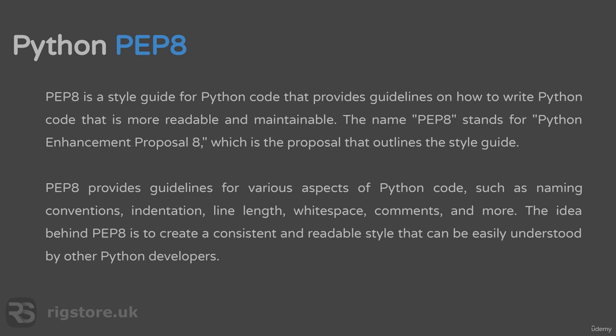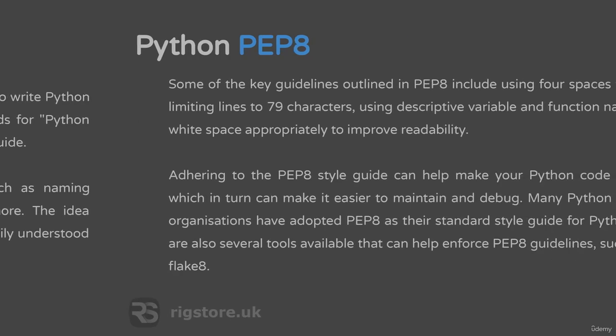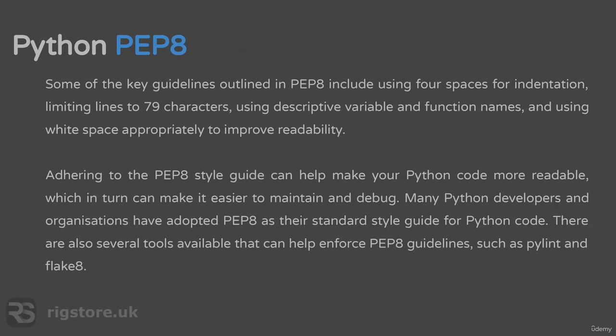The idea behind PEP 8 is to create consistent and readable styles that can be easily understood by other Python developers. Some of the key guidelines outlined in PEP 8 include using 4 spaces for indentation, limiting lines to 79 characters, using descriptive variable names and function names, and using white spaces appropriately to improve readability.